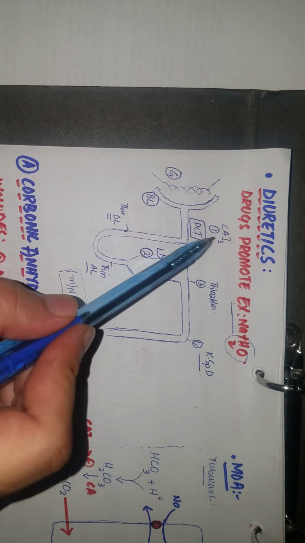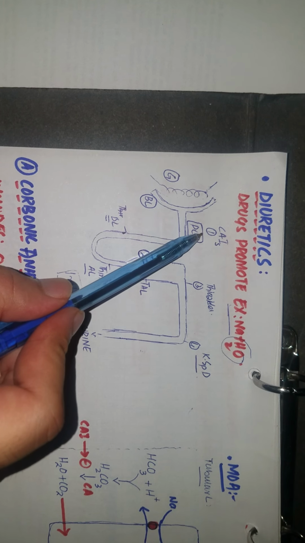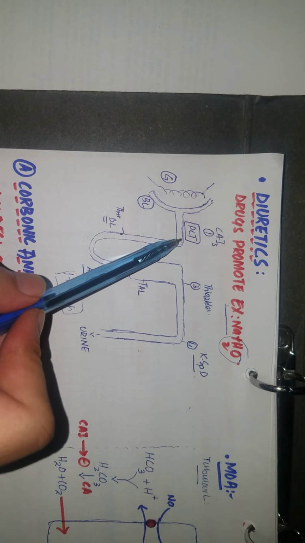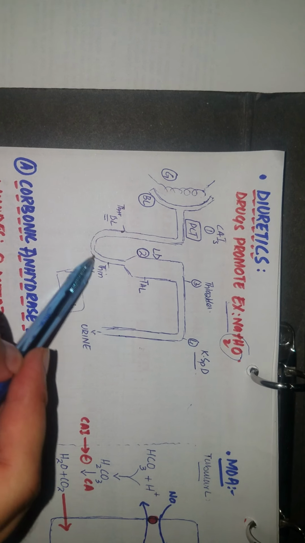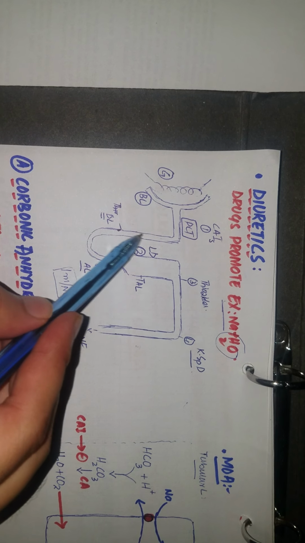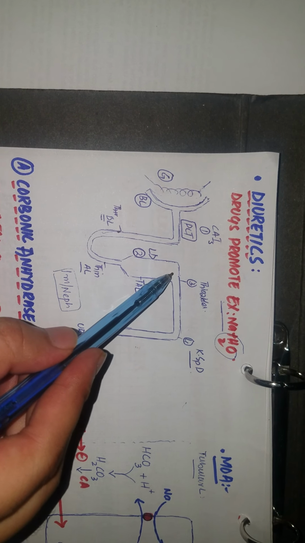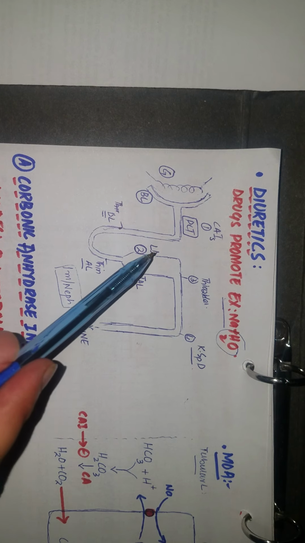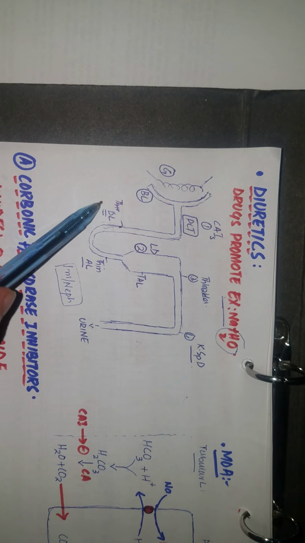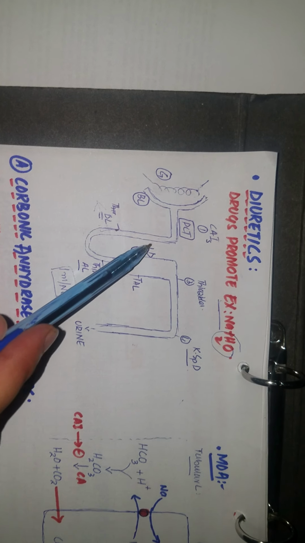The first part is the proximal convoluted tubule. Most of the substances are absorbed from this part. Then we have the loop of Henle. The loop of Henle is further divided into two parts, the descending loop of Henle and the ascending loop of Henle. The descending loop of Henle is permeable only to water, and only water will be absorbed from this limb.